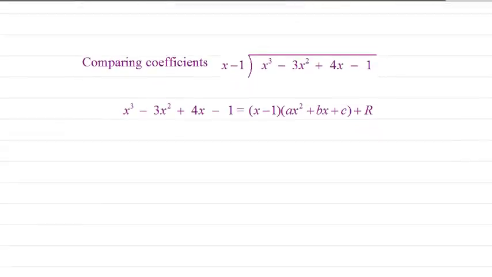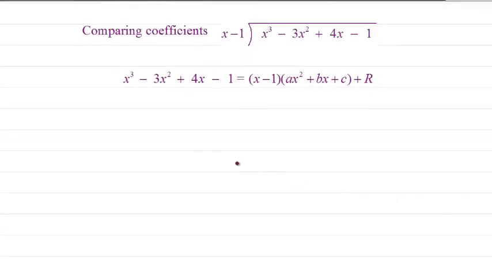Third method. First we can compare the x cubed coefficient. So it's 1 this side. x cubed only comes from this here, x squared times x. So basically this is just 1a. So this is a, so we found a is equal to 1.